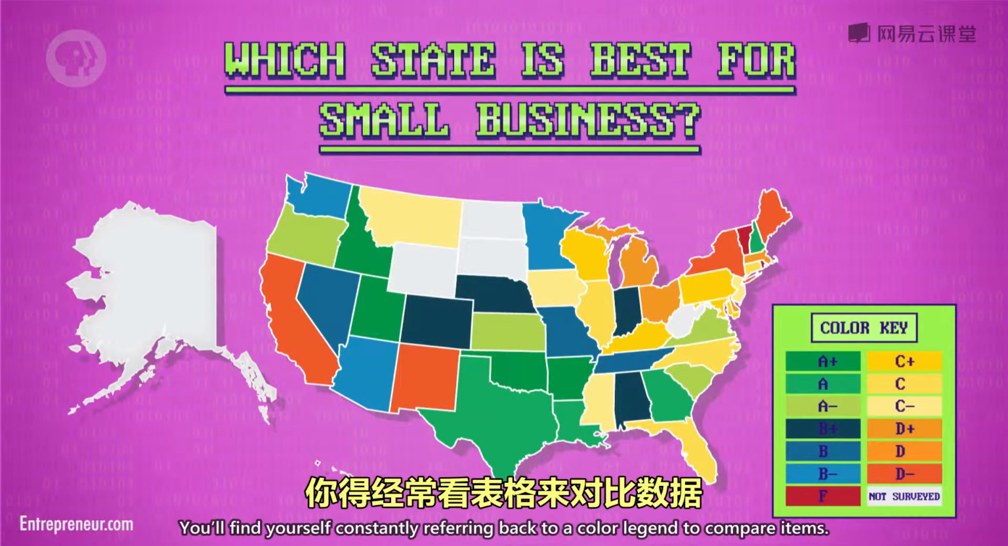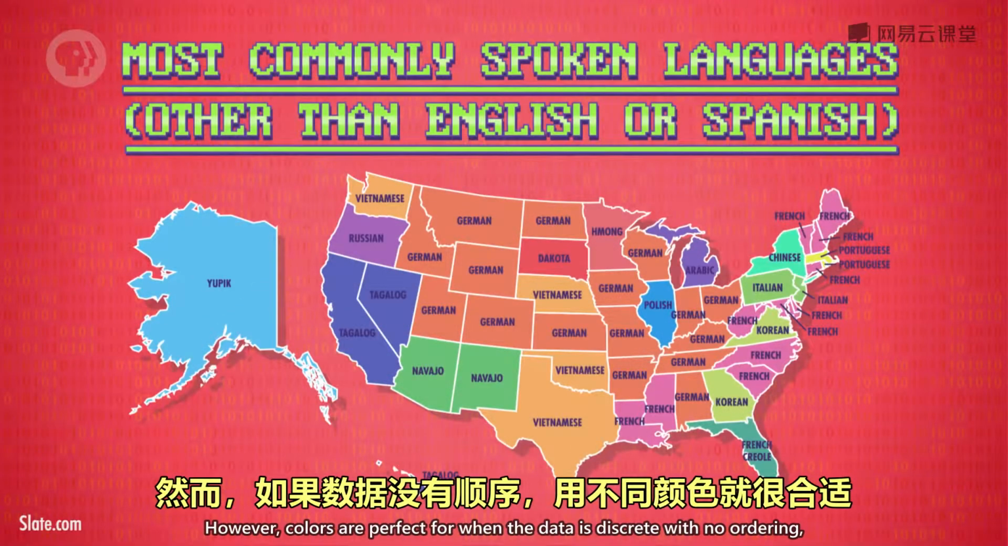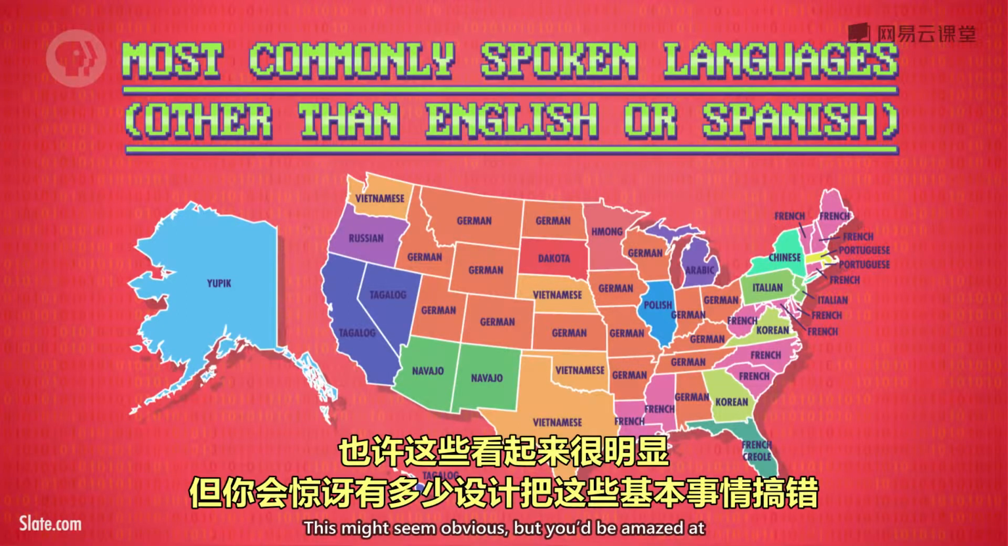You'll find yourself constantly referring back to a colour legend to compare items. However, colours are perfect for when the data is discrete with no ordering, like categorical data. This might seem obvious, but you'd be amazed at how many interfaces get basic things like this wrong.